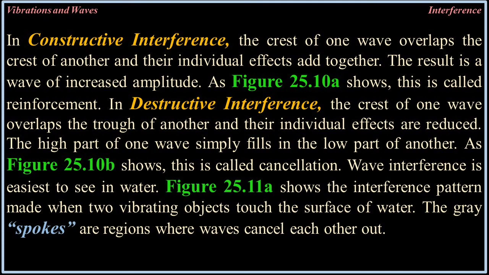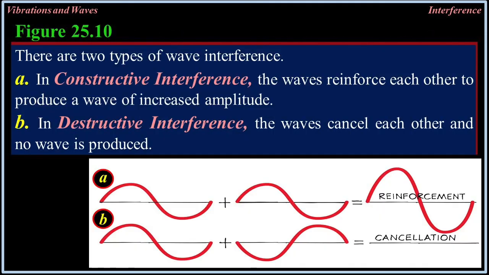In constructive interference, the crest of one wave overlaps the crest of another, and their individual effects add together. The result is a wave of increased amplitude, as Figure 25.10a shows. This is called reinforcement. In destructive interference, the crest of one wave overlaps the trough of another, and their individual effects are reduced. The high part of one wave simply fills in the low part of another, as Figure 25.10b shows. This is called cancellation.